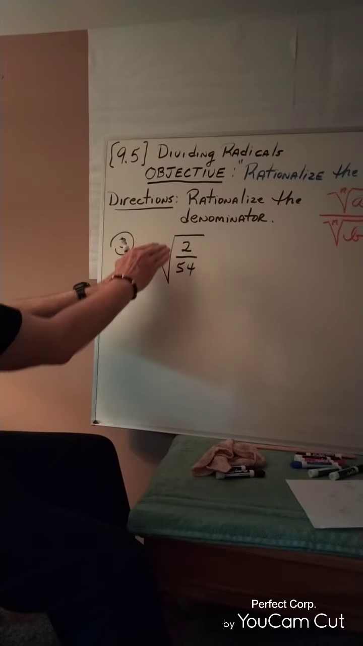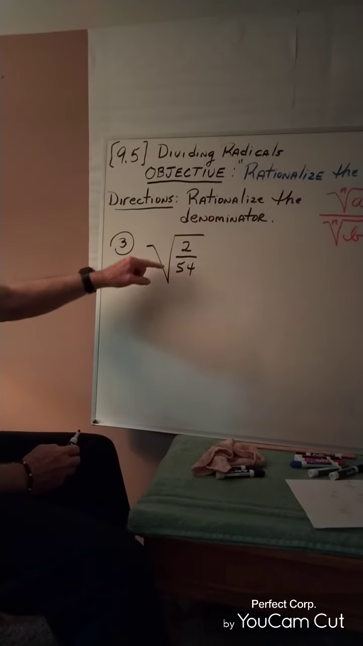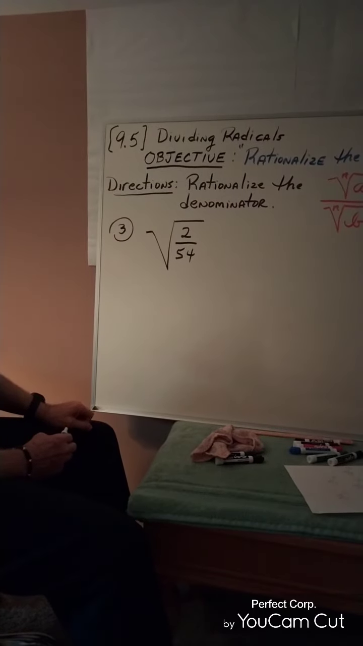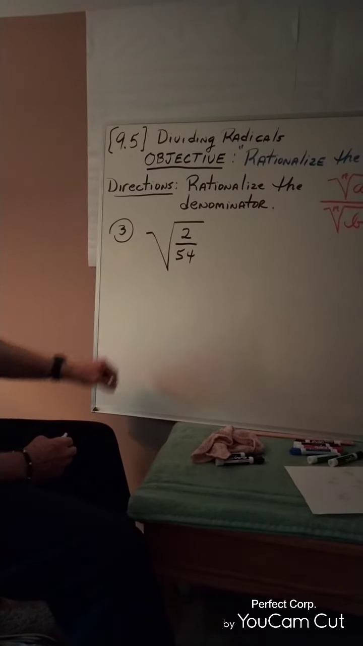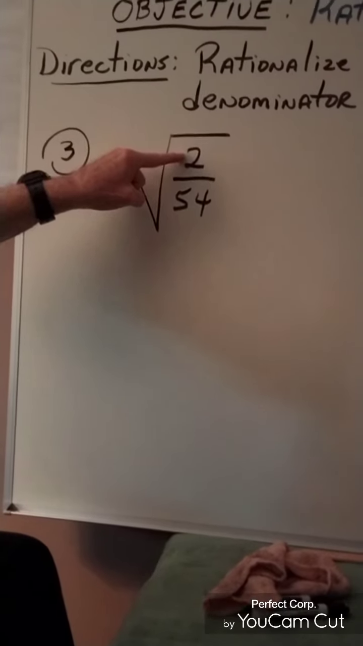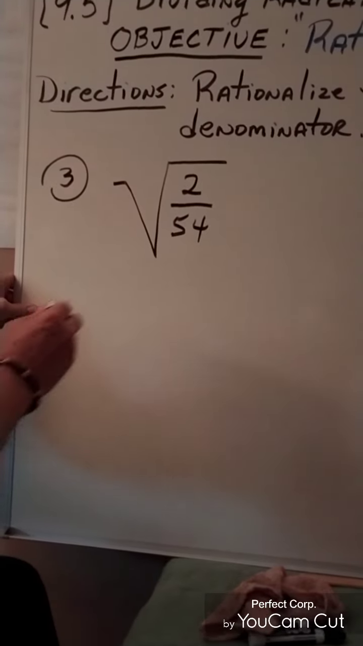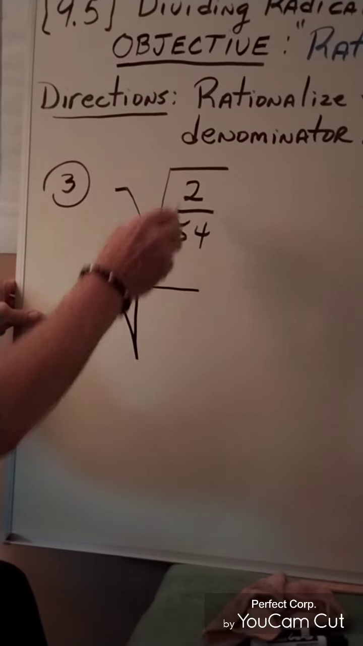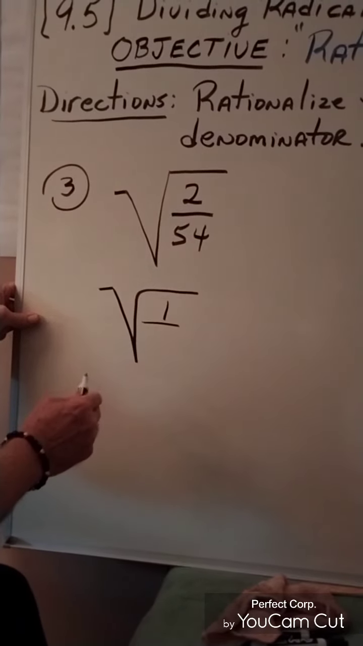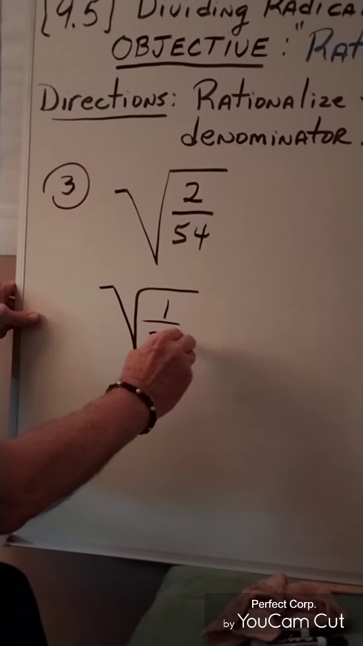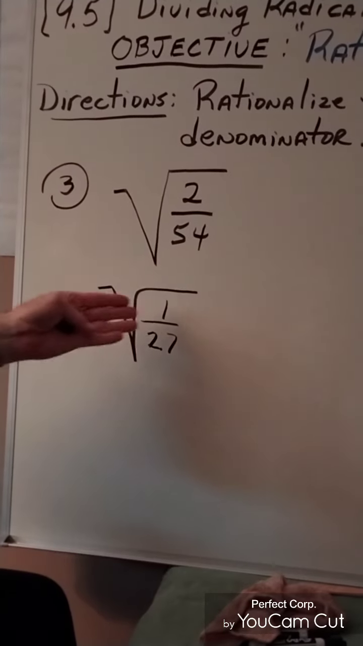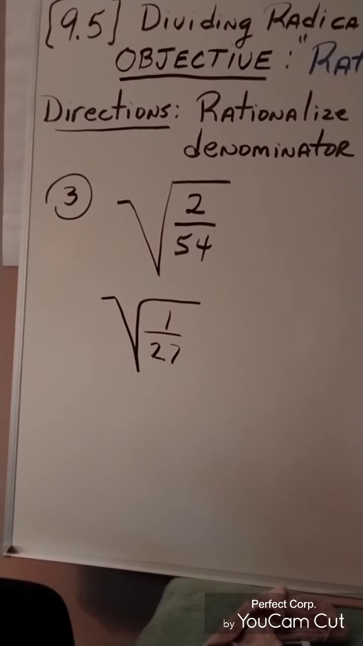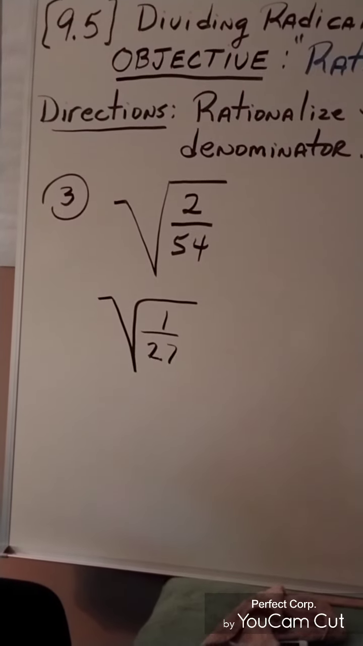Before you rewrite this problem, it would be to your advantage to look at the fraction and see if the fraction can be simplified. It can. 2 divides into both numerator and denominator. So we can pull this down. 2 goes into 2, 1. 2 goes into 54, 27 times. Now it's been reduced. And we still have a fraction in the radicand, and we can't have that.